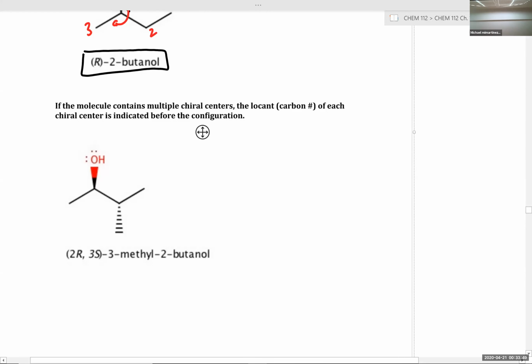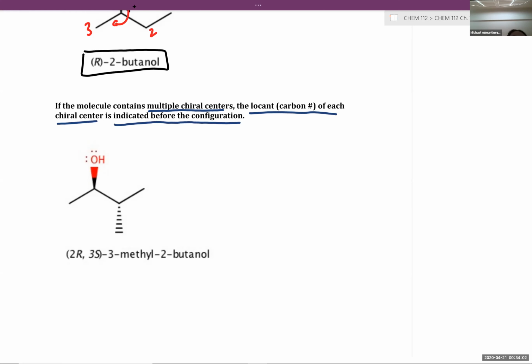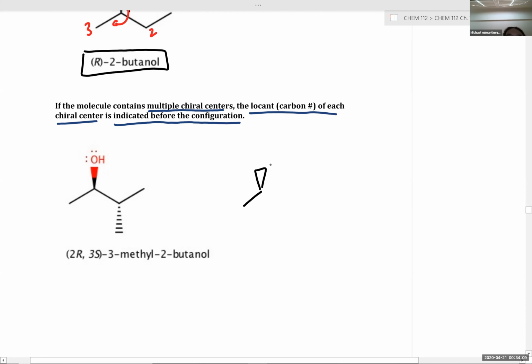Okay, now let's take a look at this next example, and this is a common error I often see students make, and that's why I have this example in the notes. If a molecule contains multiple chiral centers, the locant number of each chiral center is indicated before the configuration. So I'd like you to compare the structure on the left to the following structure that I'm going to generate on the right. And I'd like you to tell me, just really quickly, does anyone notice a problem with this structure on the left?